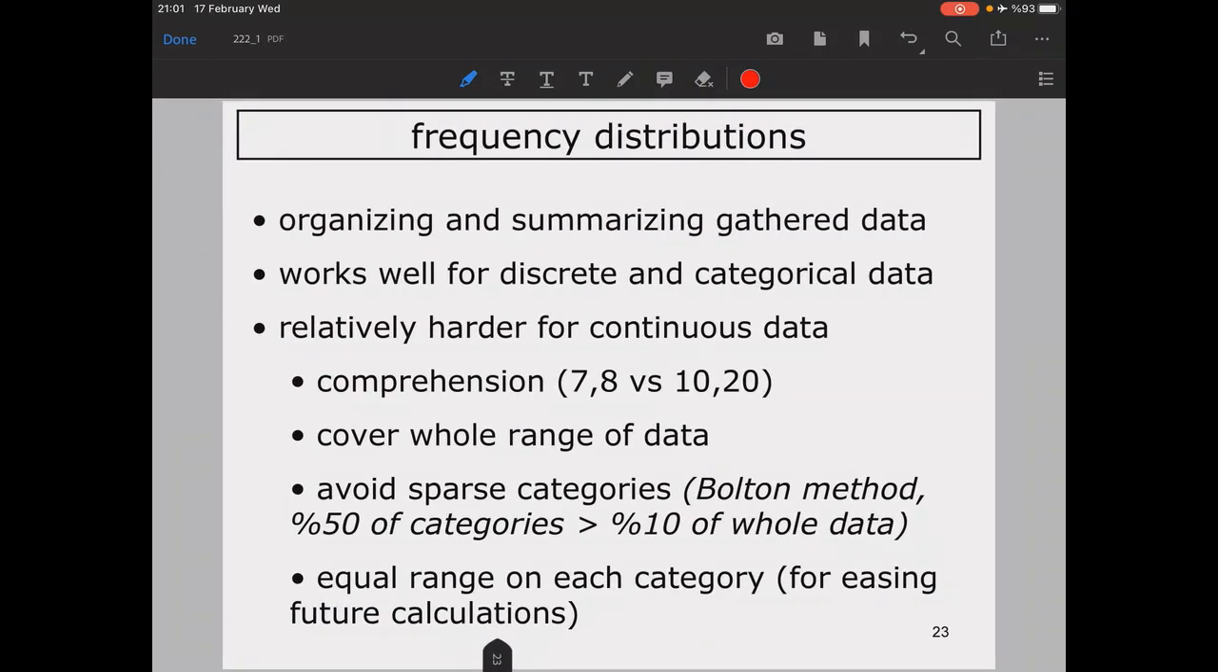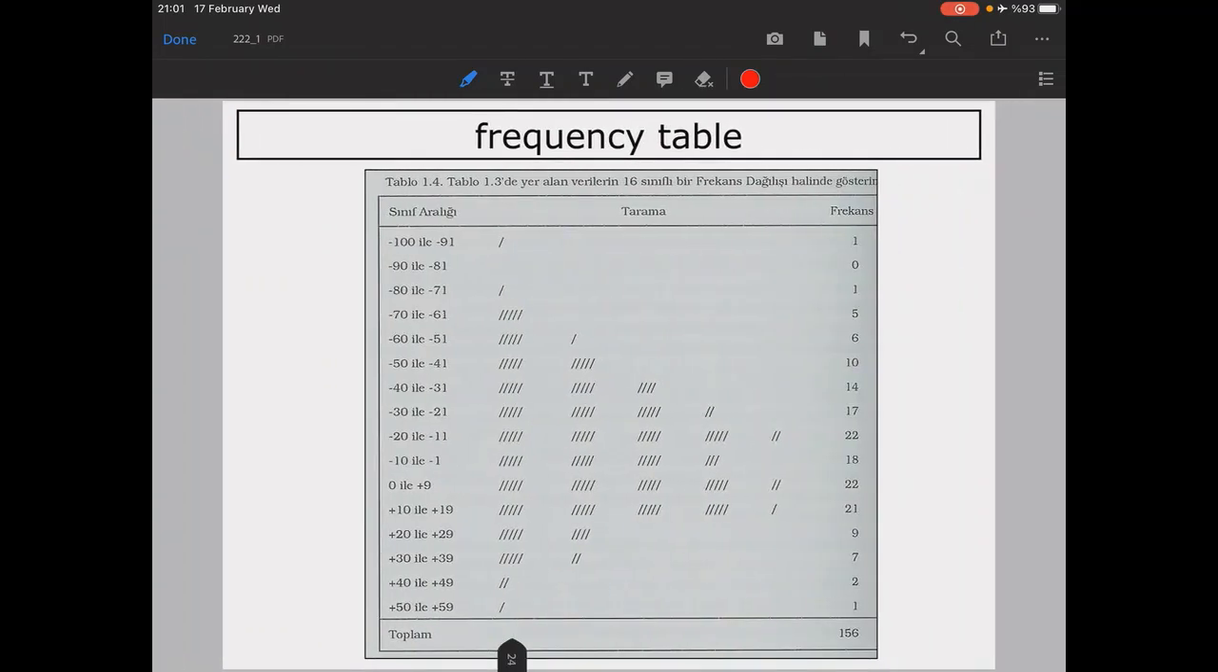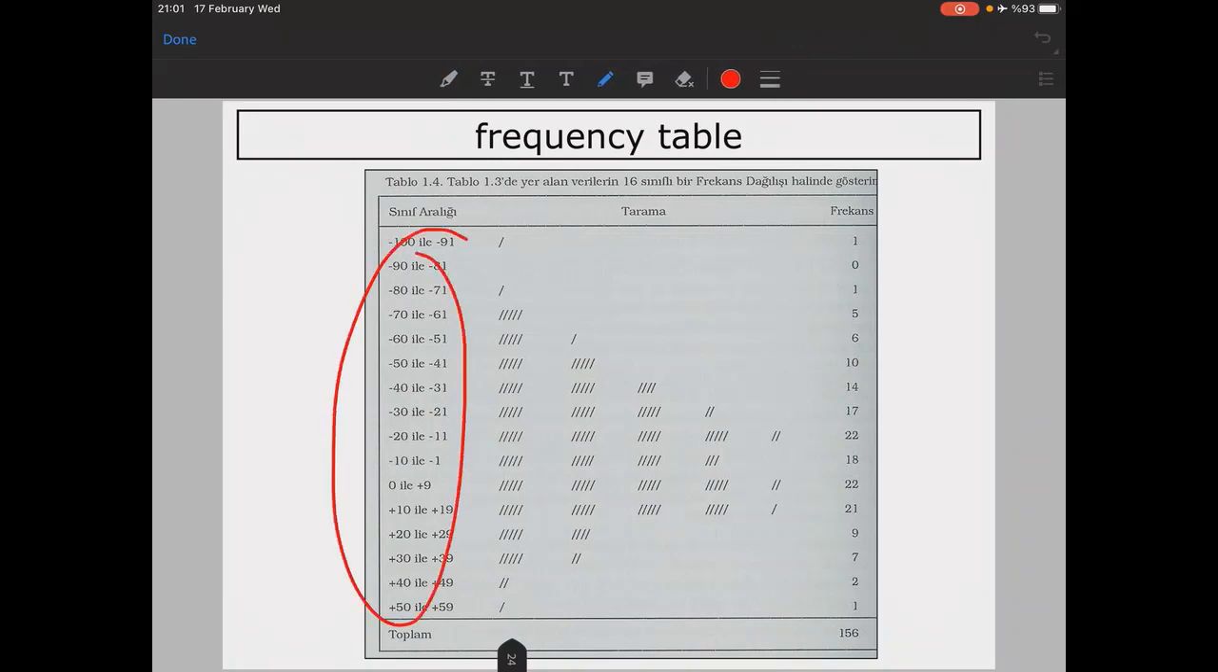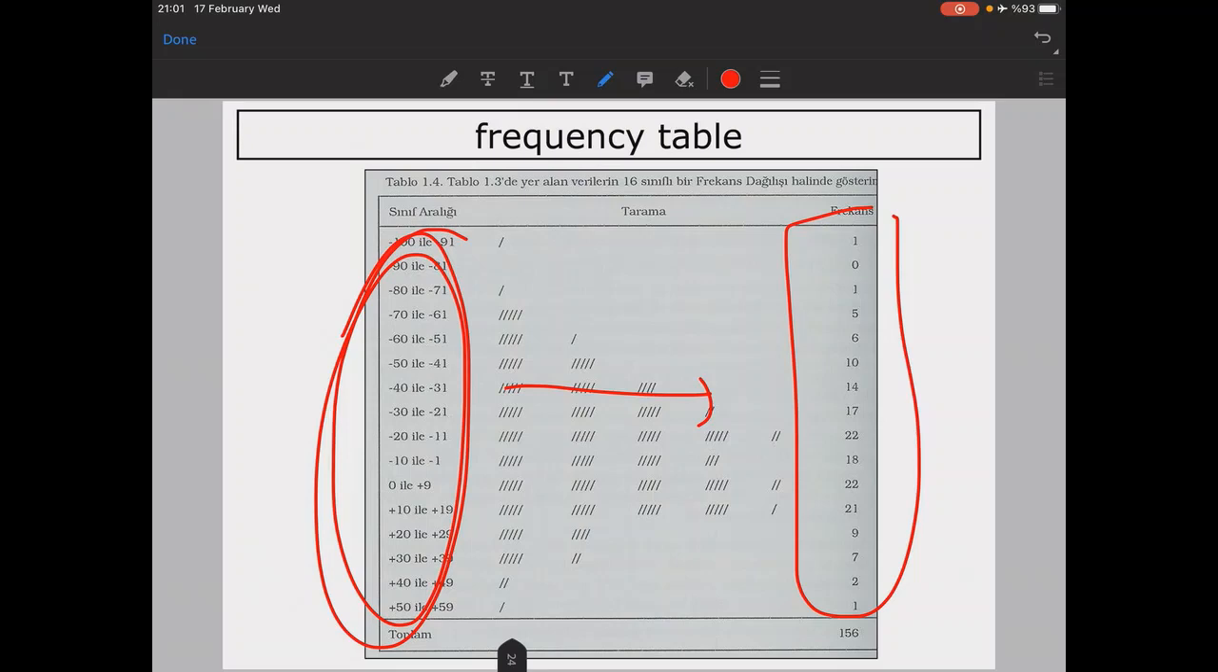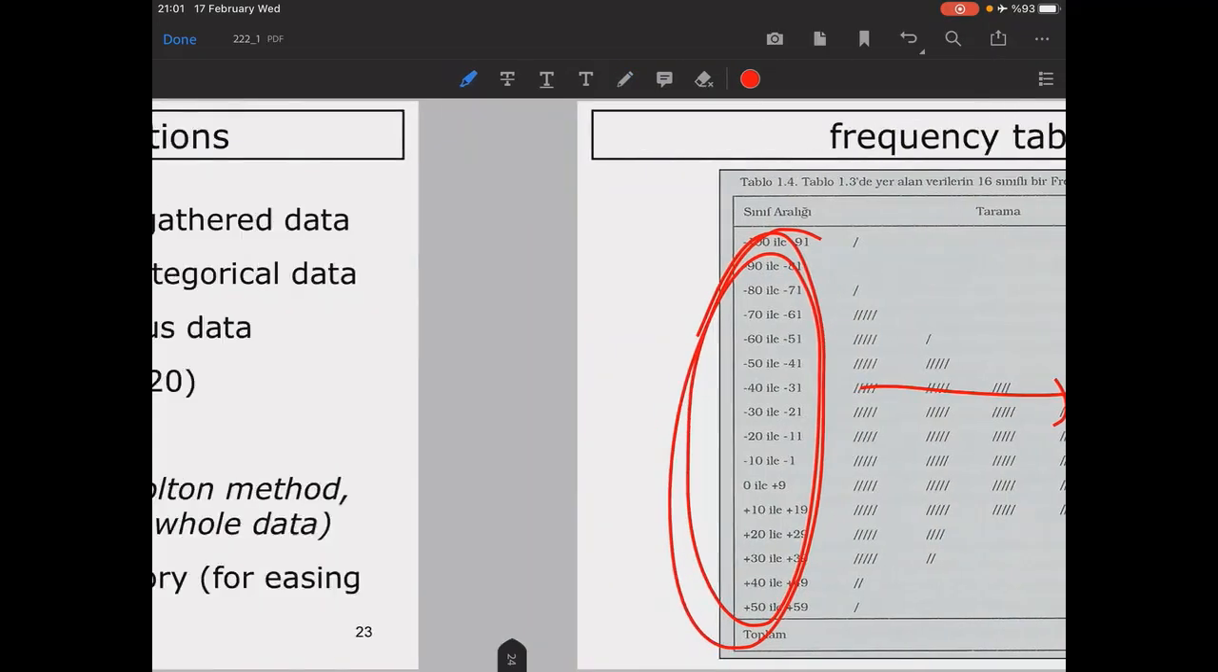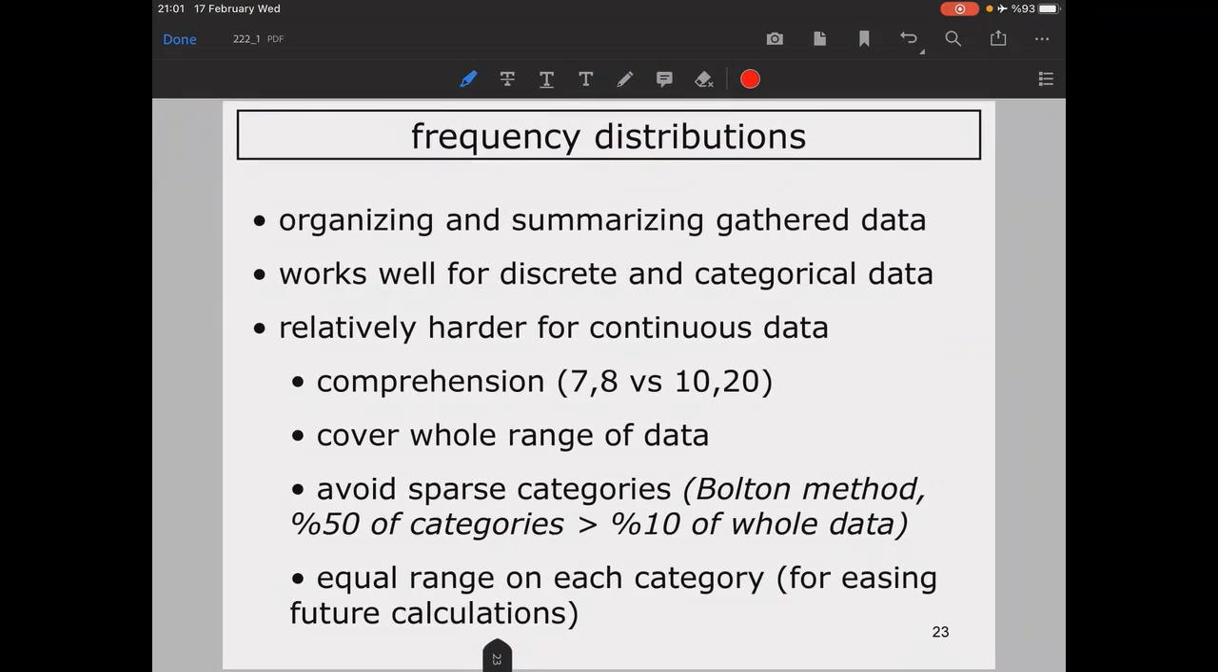So, again, we need a mechanism for this. We need to make some understandable categories, look, like this. We will define some categories here and write the frequencies here and try to summarize this type of data. But we have some rules of thumb to take into consideration. One of them is the comprehension thing.